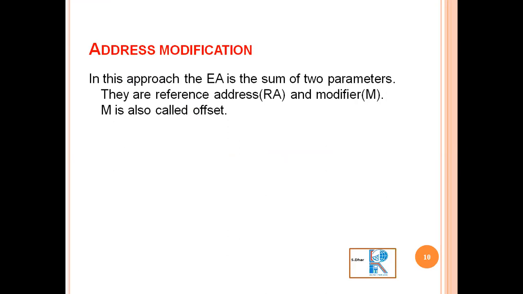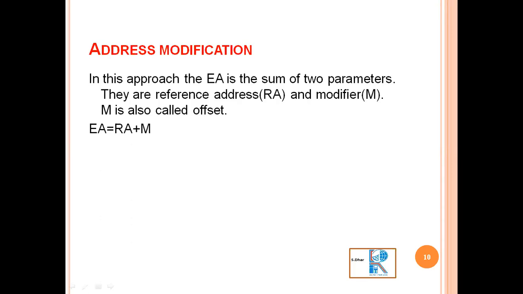Now, address modification. This is one of the important things in the addressing modes. In this approach, the effective address, I have already told you what the effective address is: the address of the operand which the processor requires to execute an instruction. In this approach, the effective address is the sum of two parameters, called the reference address RA and the modifier M. M is also called the offset.